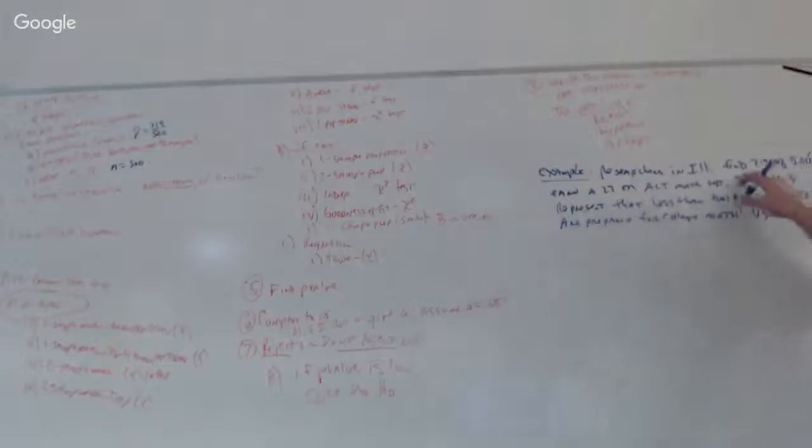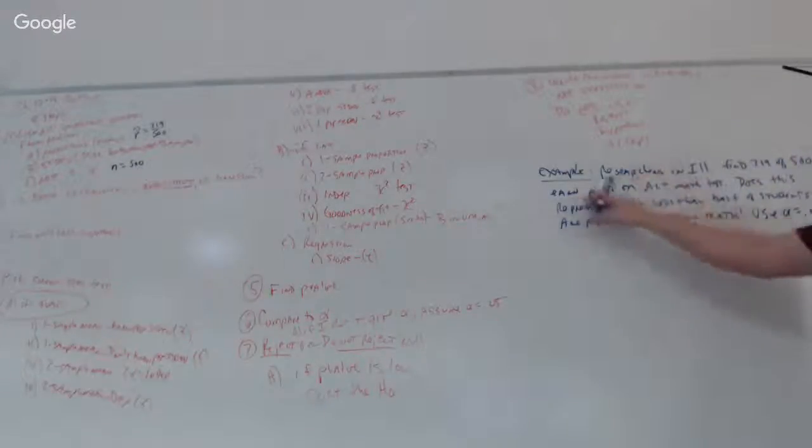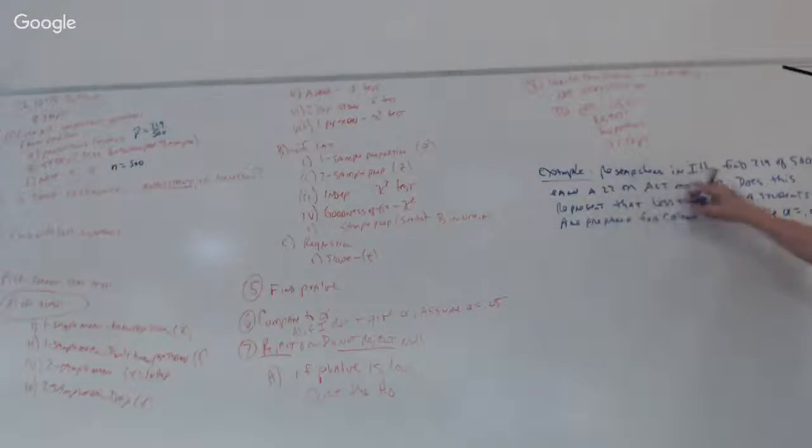Okay? So researchers in Illinois found 219 of 500, so that's P hat, and it's 500. Earn a 22, is 22 a useful number? Only in the sense that we're defining them as college ready. 22 is really not a useful number on the ACT math test. Does this represent that less than half of students are prepared?